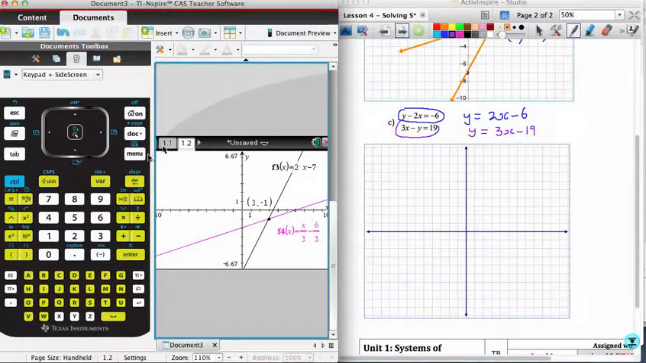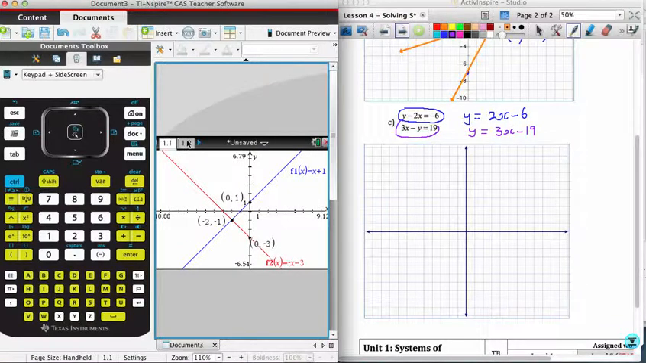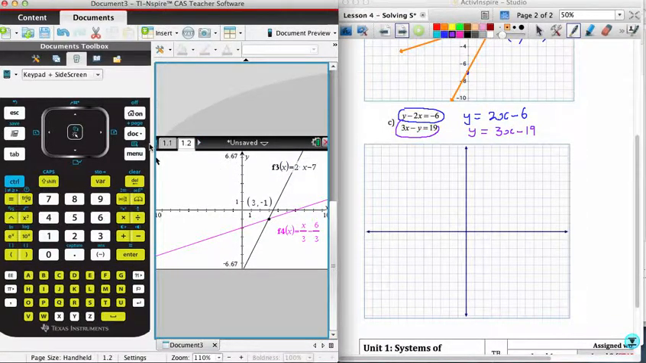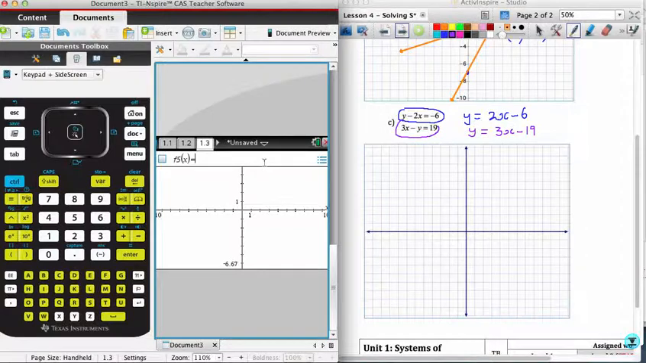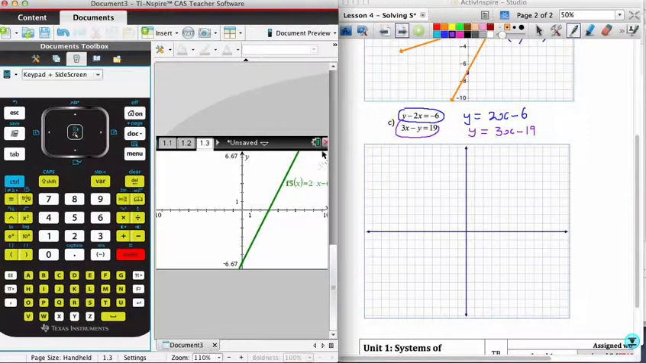Once again, what we're going to do is add a page. You can see here with the numbering, that's where I did my first graphs. Here are my second graphs on the second page, and I'm going to add a third page. So once again, control document, that's going to add a page. I want a graphing page, and I'm going to go ahead and enter my equations. 2x subtract 6. There's my first equation.